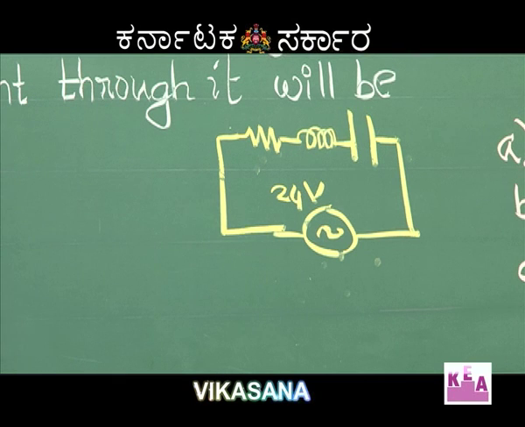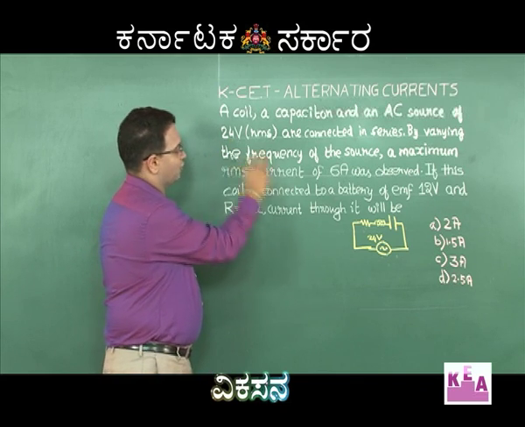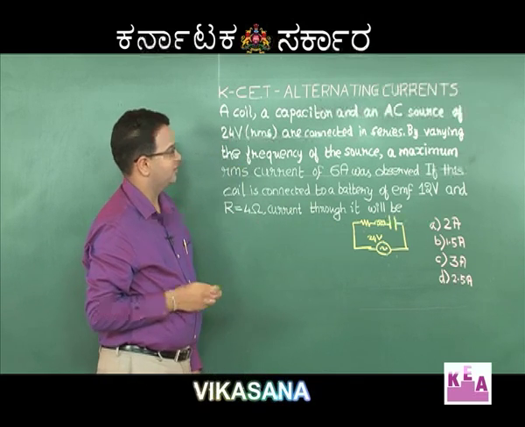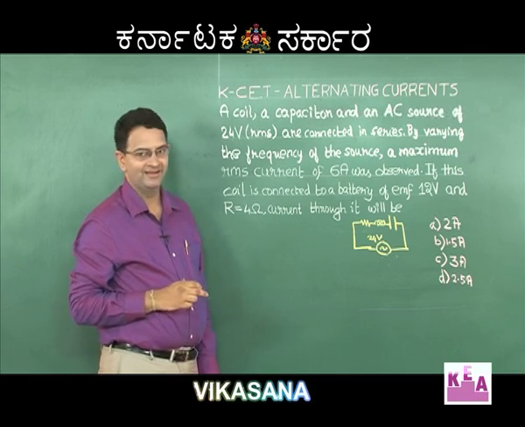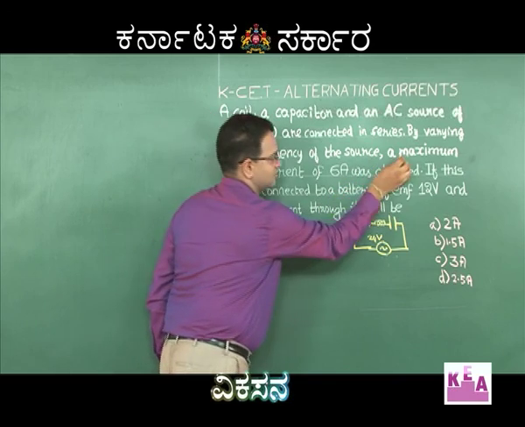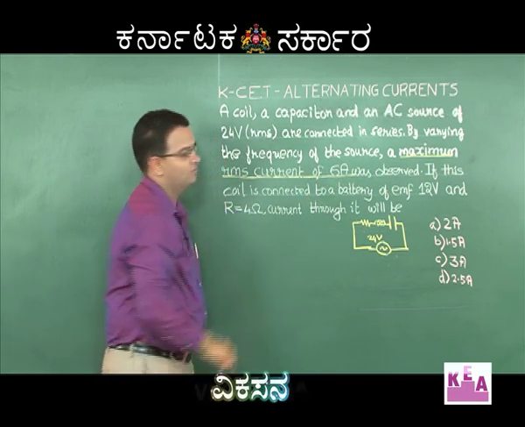So this is how the first diagram is going to look. Now here the question is, 24 volts is the EMF of the source, and a very important point in this particular question is that it is given that a maximum current of 6 ampere was observed.